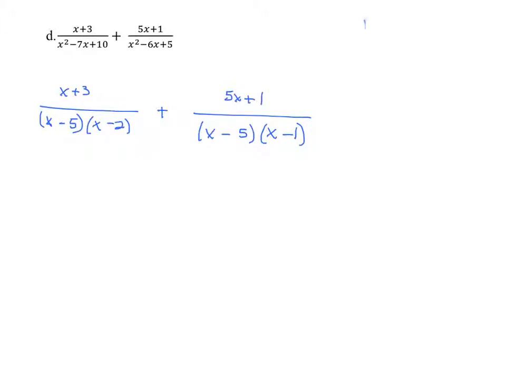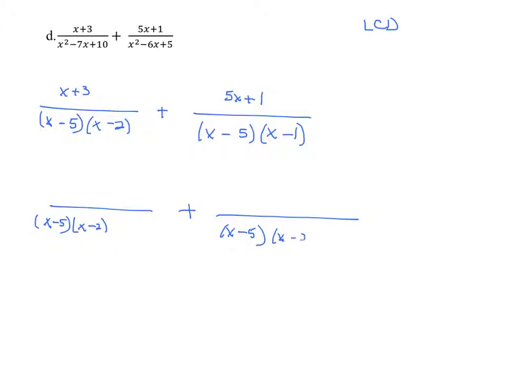First step, LCD. Good, sounds like a light bulb. All right, we write down what's in common, x minus 5 for both of them. Just write it down once. And then write down the leftovers. Perfect. Thank God it's an addition problem. So in the numerator on x plus 3, well, I have both of these guys, but I'm missing x minus 1, so I just write it down.